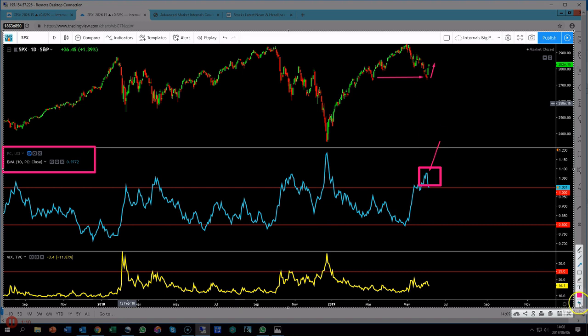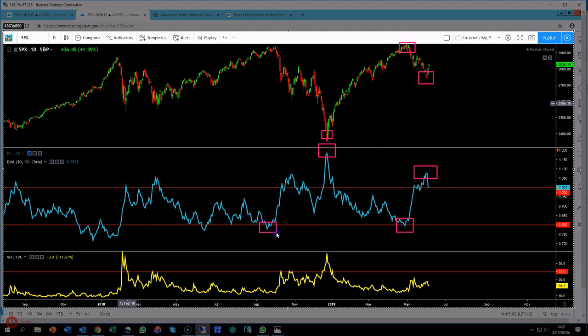So guys, this is just something I'll leave with you. You can use this to the upside. When the PC ratio gets very high, look for a bottom and a bounce. You can see it here again, over here, and likewise when we get down to these low levels, you will certainly see the tops being formed as well. So guys, I hope this is useful.